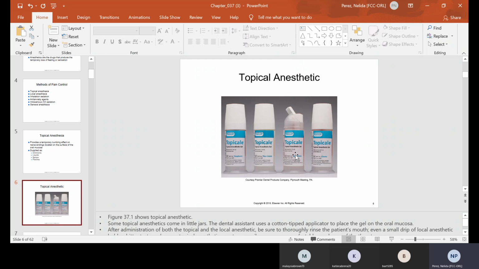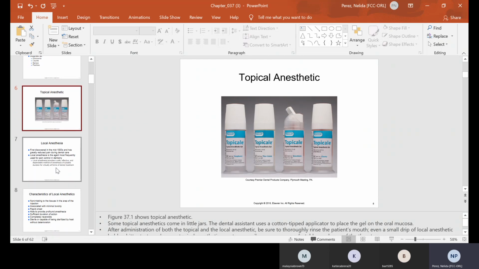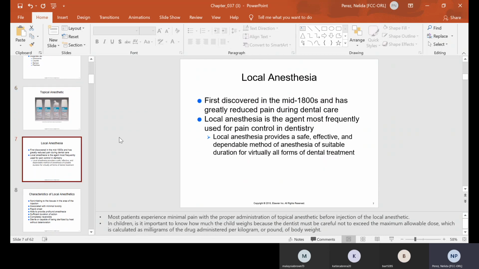And also, if you look in your chapter in the back, you need to start reading the procedures, because the procedures are the ones that you will be doing. And topical is a big one. Topical, you probably will do every single day of your dental assisting career.